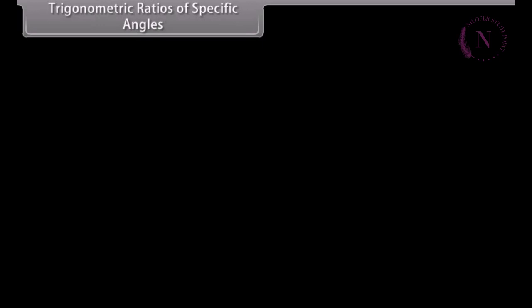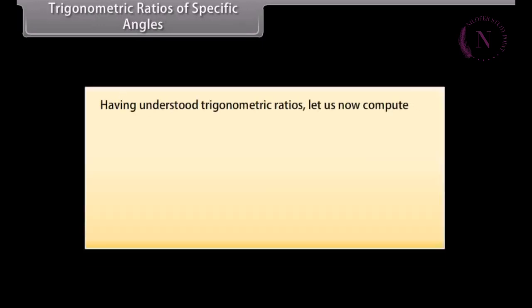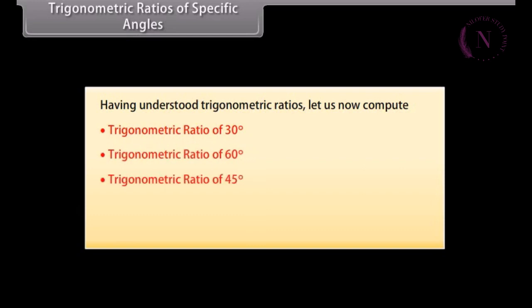Trigonometric ratios of specific angles. Having understood trigonometric ratios, let us now compute trigonometric ratios of 30 degree, trigonometric ratio of 60 degree, trigonometric ratio of 45 degree, trigonometric ratio of 0 degree, trigonometric ratio of 90 degree.